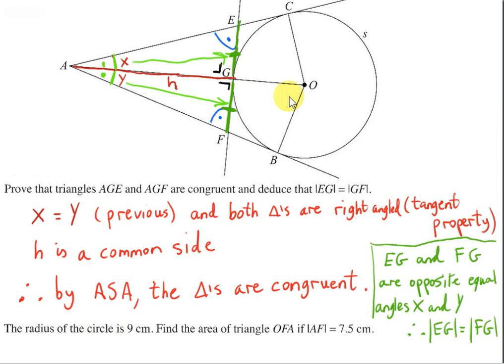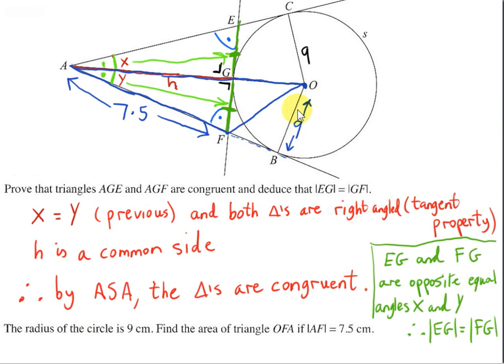The radius of the circle is 9 centimeters. Find the area of the triangle OFA if the distance between A and F is 7.5. So here is triangle OFA. So let's take 7.5 as base. Well, if 7.5 is base, to get the perpendicular height, we would have to extend the base and drop a perpendicular from this point. But look, the perpendicular height of this triangle is actually the radius of the circle. Perpendicular height is 9.